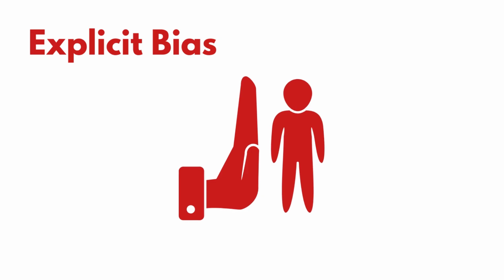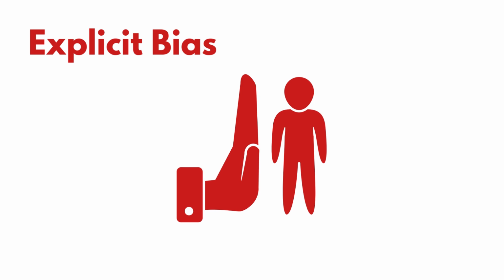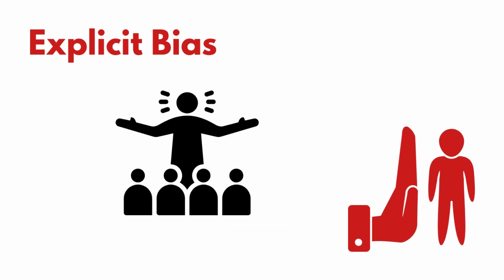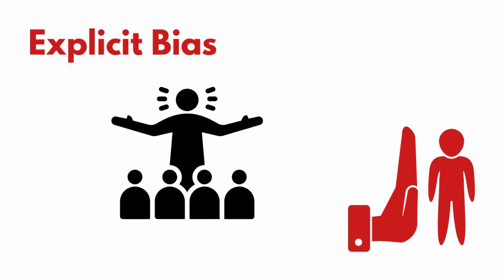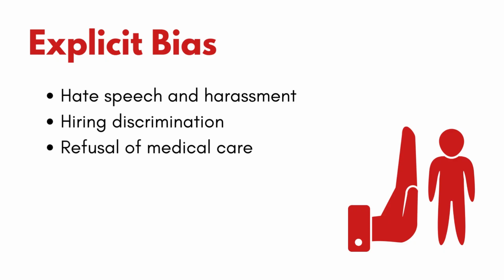Explicit bias is a conscious belief, feeling, or behavior which expresses hostility towards other groups and feelings of superiority to one's own group. People with explicit bias are not ashamed to admit these beliefs. Explicit bias may look like hate speech and harassment, hiring discrimination, or even refusal of medical care.